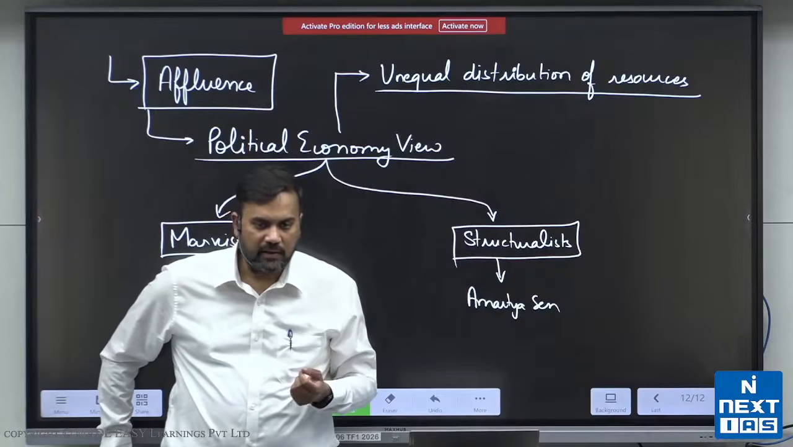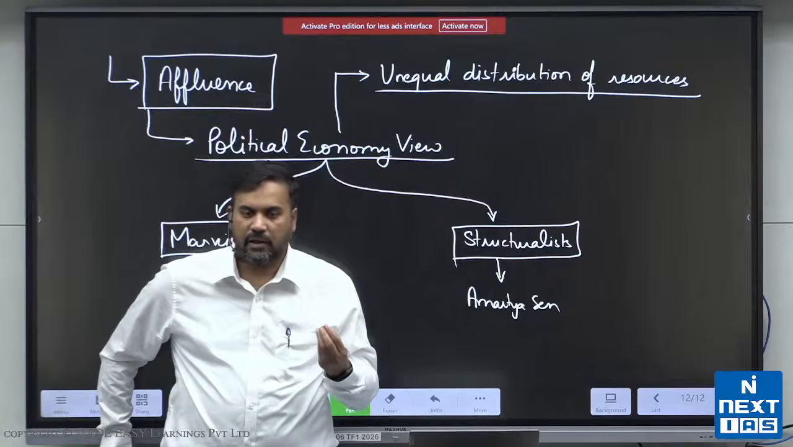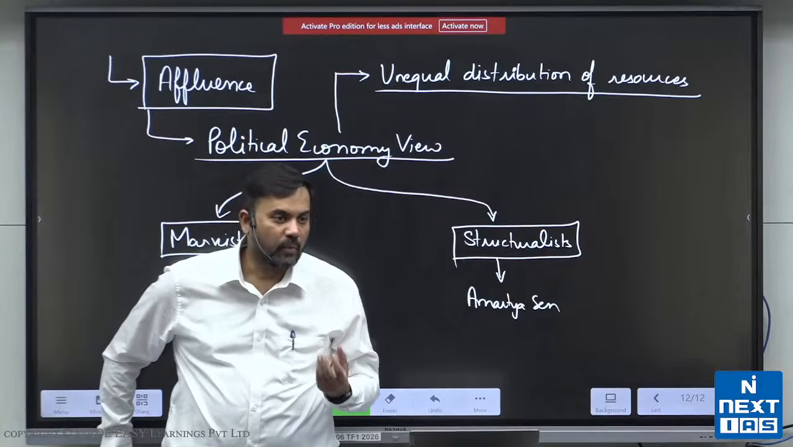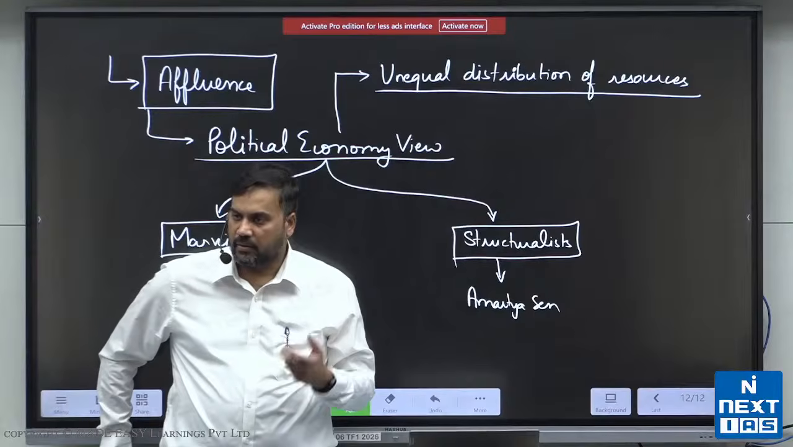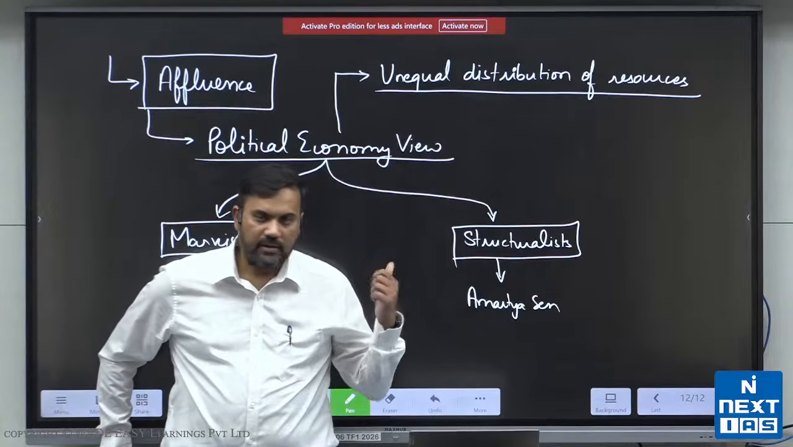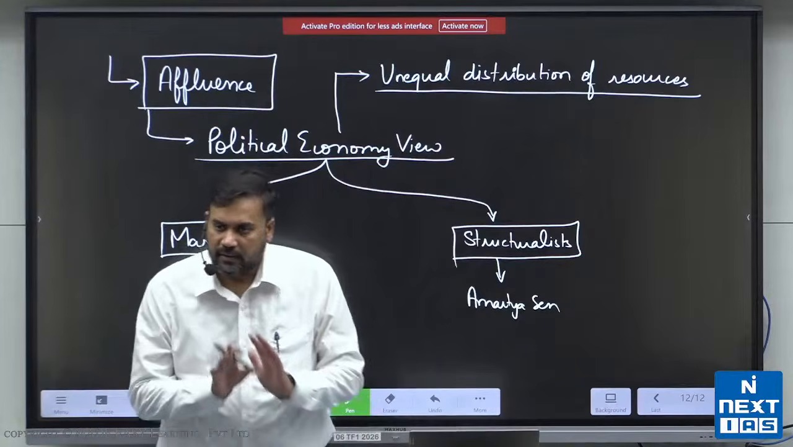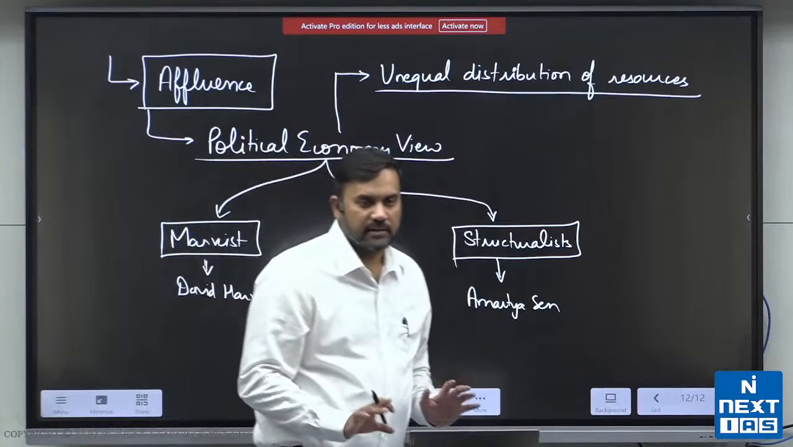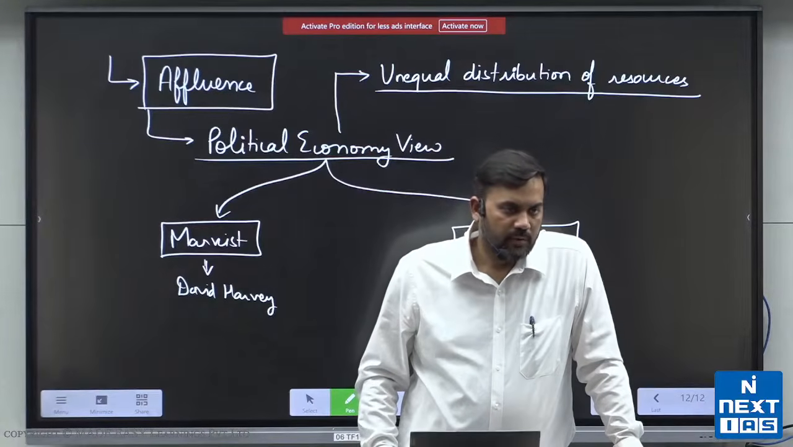What does the Oxfam report say? If you talk about it, 1% of the elite population has 45% of the wealth of the world. Can you understand? So much inequality, so much unequal distribution of the resource. So this is the basic idea which has been given by them. I hope it is clear. So this is how I understand the concept of over, under and optimum population.